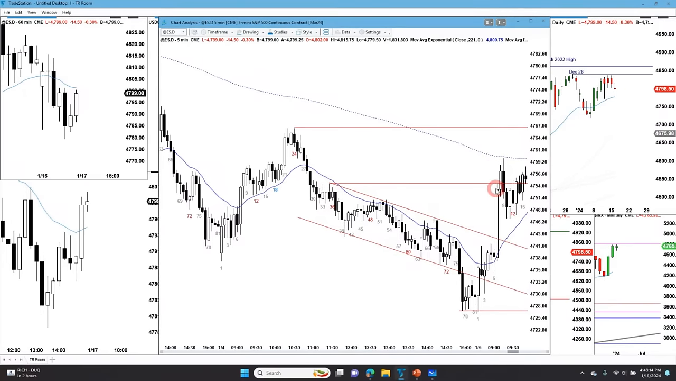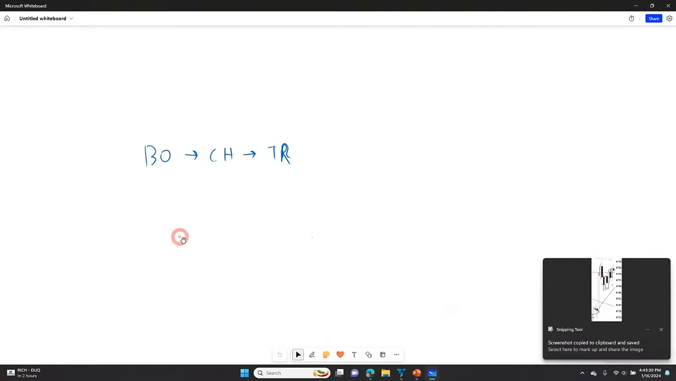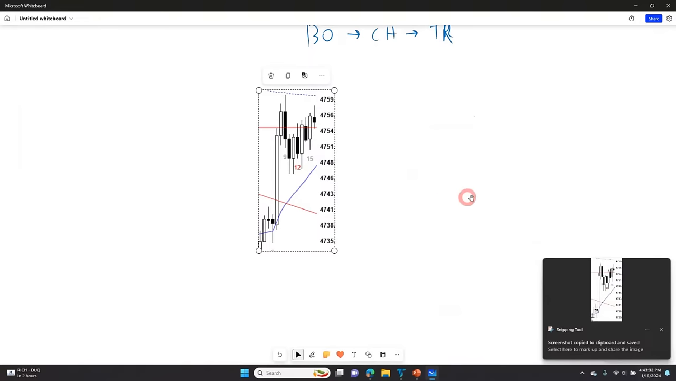And so we have a breakout here in sideways trading. Whenever you have sideways trading, the breakout loses effect. That's what's most important to understand. And because of that, if I just take a screenshot of this, we're going to see how this goes. Add that right there.